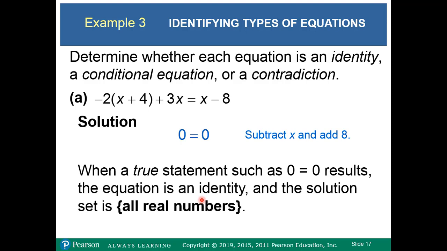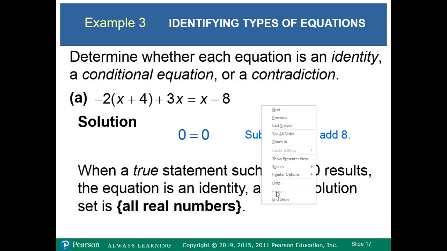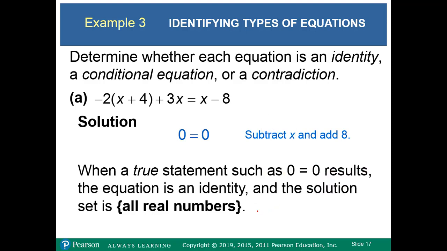So when we get true statements such as 0 equals 0, or 3 equals 3, or -4 equals -4, then the equation is an identity and the solution is the set of all real numbers, or we could use the bold-faced R. You'll see me write this most often as a bold-faced R. You could write the set of all numbers with the braces, or you could write the symbol, and it's the set of all real numbers.